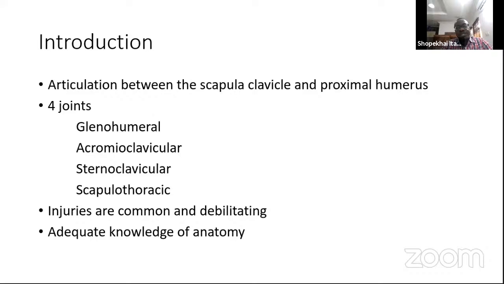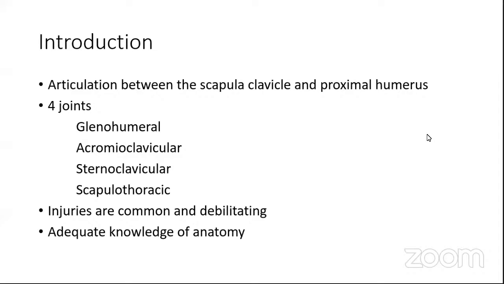Now, the injuries that we see are common and can be debilitating, and an adequate knowledge of the anatomy of the shoulder is important in knowing how to address these various injuries and pathologies that we see with respect to the shoulder joint.